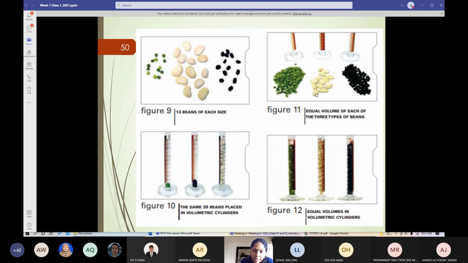If I were to look at equal volume, this is how much I will get in number. The numbers will definitely differ for equal volume. So these 13 beans will only be like this. If I'm talking about equal volume, I will get this many beans of each different size. If I'm going to bottle it or package it, I put it in equal volume. I want 100 ml of it, so I have the same packet regardless of the number.